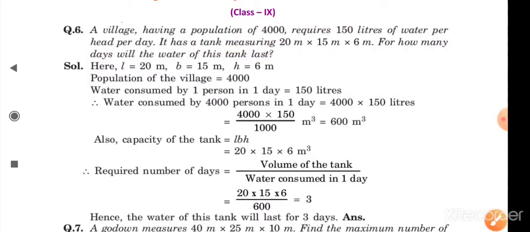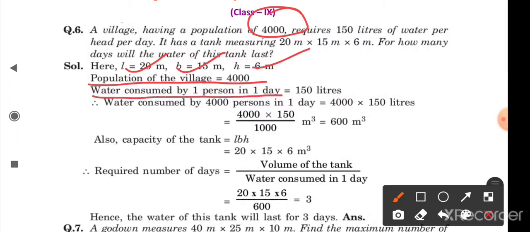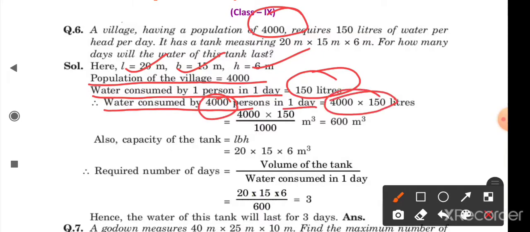First you will write whatever is written in the question: the length, width and height of the tank, and the population of the village, which is 4000, and the water consumed by one person in a day is 150 liters. Therefore, water consumed by 4000 people in one day is equal to 4000 multiplied by 150. Since it is coming in liters, you have to convert it into meter cube because this is also volume. So you will divide by 1000, it will convert into meter cube.